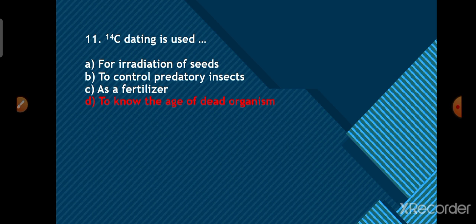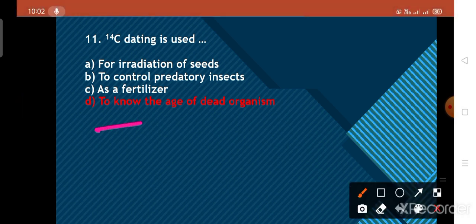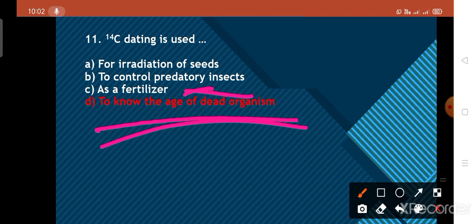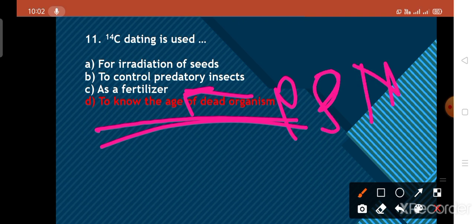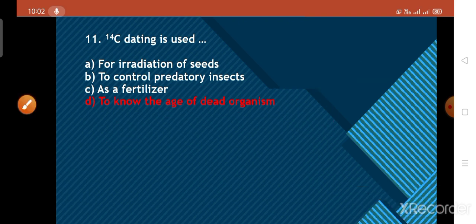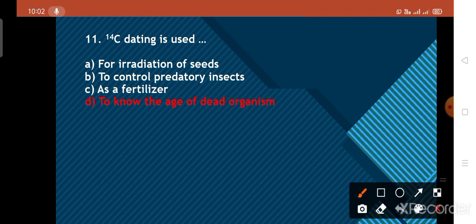Next example: 14C dating is used as, the answer of this question is to know the age of a dead organism. Here, in the case of fertilizer, we can't use 14C; we have to use phosphorus and nitrogen. And in the case of a predatory insect, we can use the lead elements.